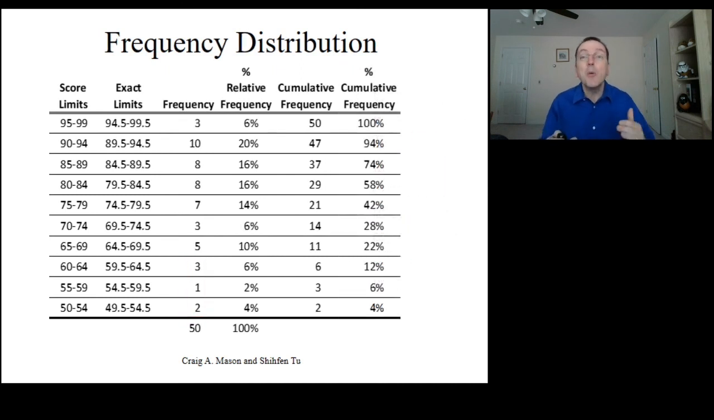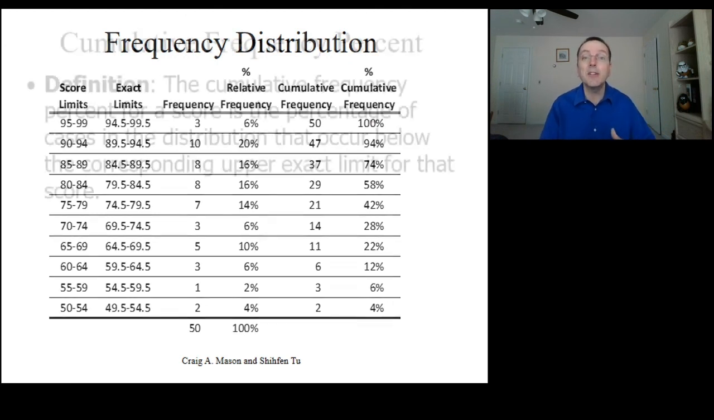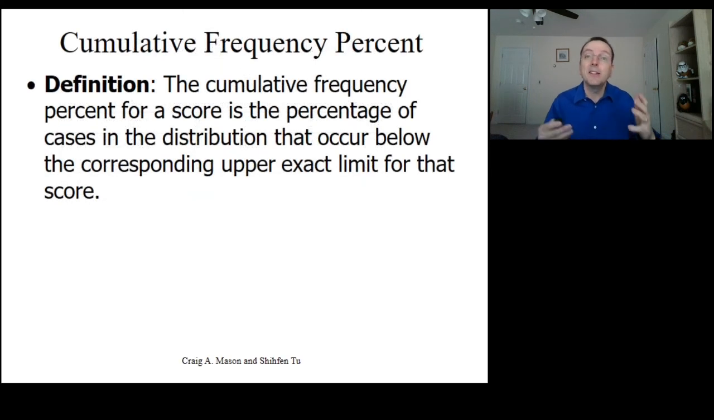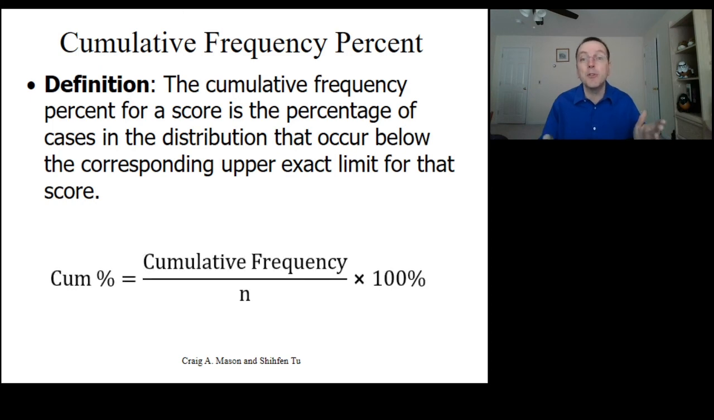Not surprisingly, we can also express the cumulative frequency as a percent or proportion, just like we see here. The cumulative percent, technically, for a score, is just the percentage of cases in the distribution that occur below the corresponding upper exact limit for that score. Mathematically, you just take the cumulative frequency for the score or class interval and divide by the total sample size, then multiply by 100%.